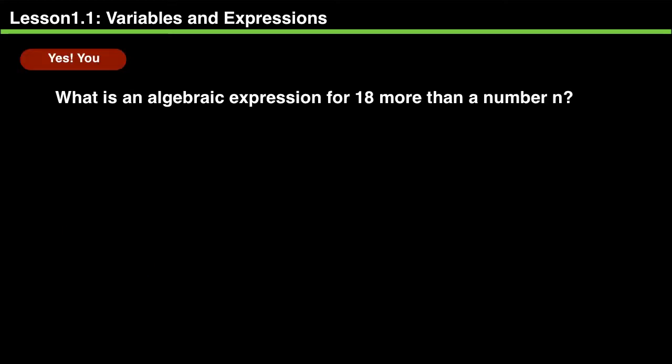Can you give a try now? You can hit the pause button and work out the problem on your own, and then play it to see whether you are right or wrong. And I believe you will be right, because yes, you can do it. What is an algebraic expression for 18 more than a number n? More than, operation symbol is plus. A number n, n is a variable. 18 more than a number can be written as 18 plus n. So, great going. Excellent work. Keep trying.